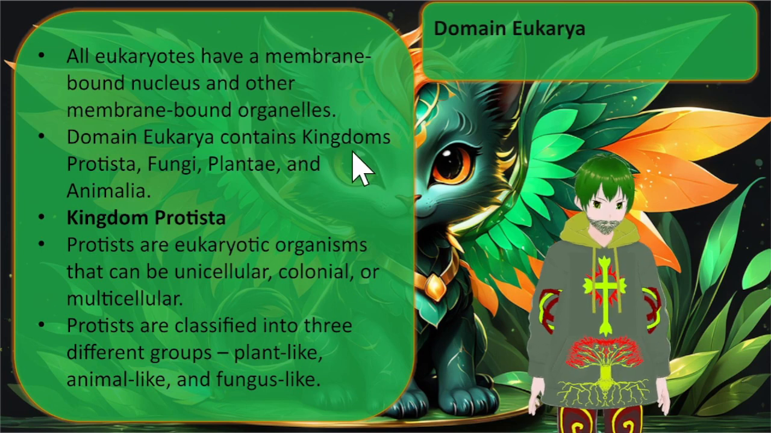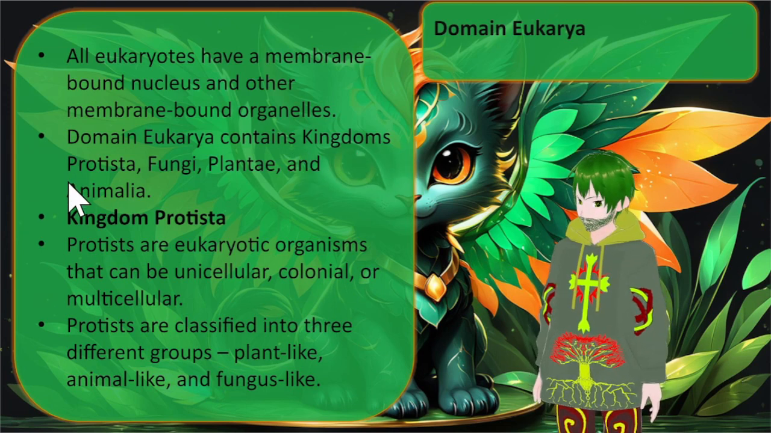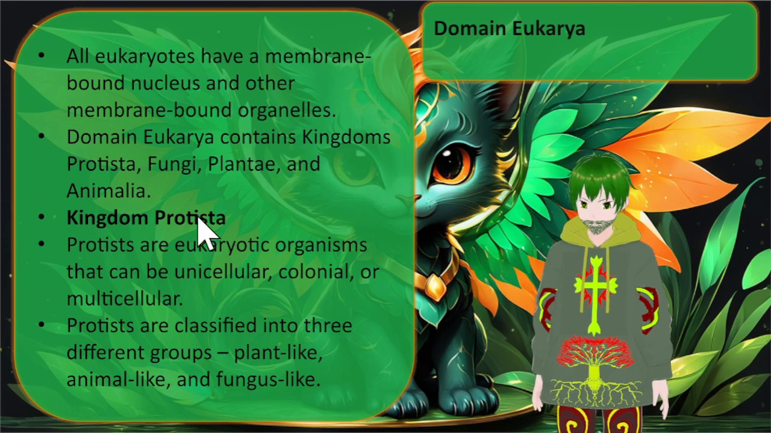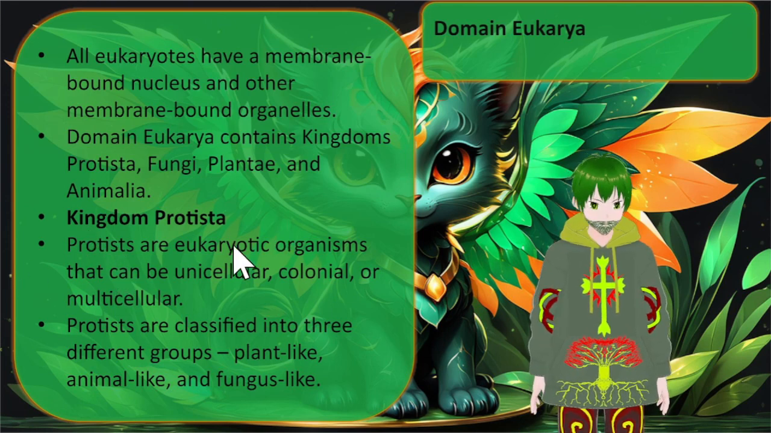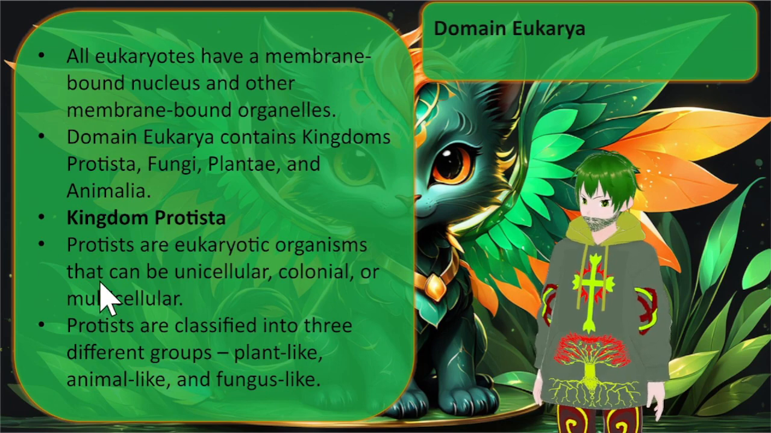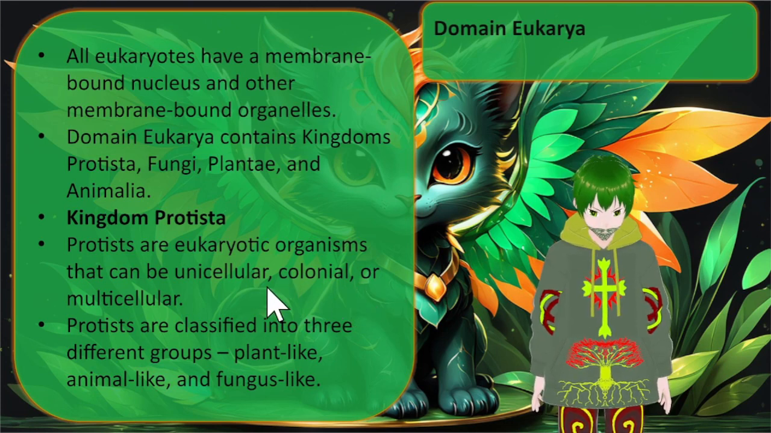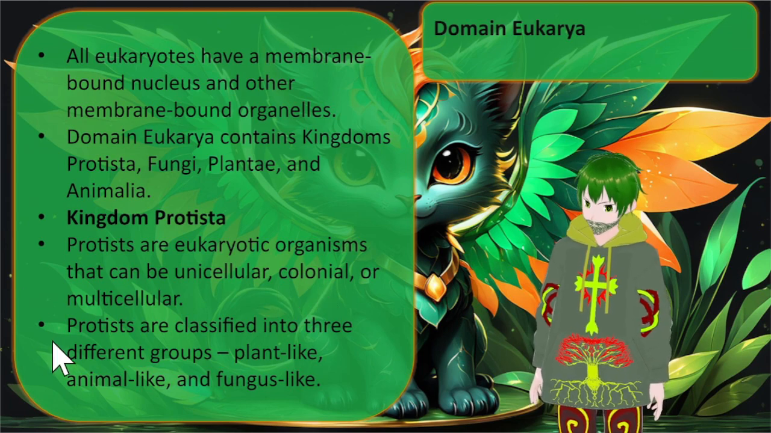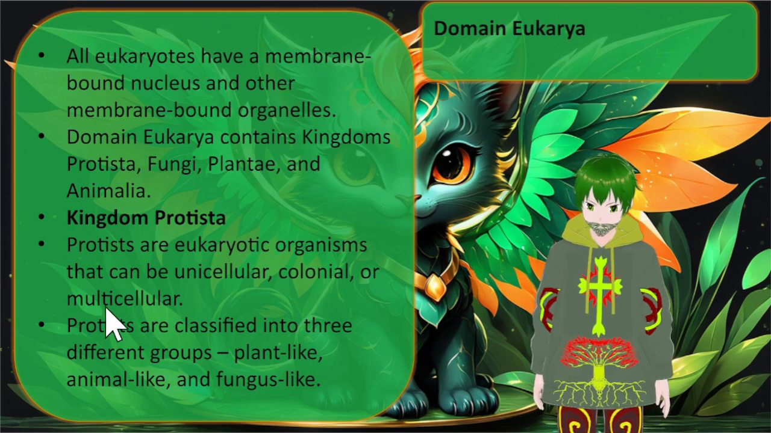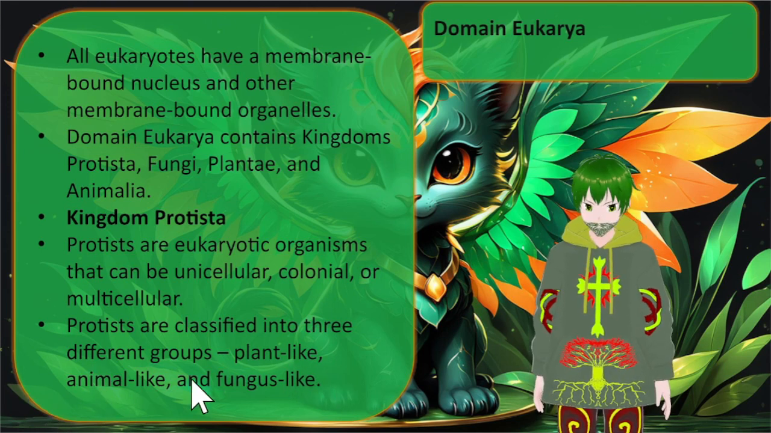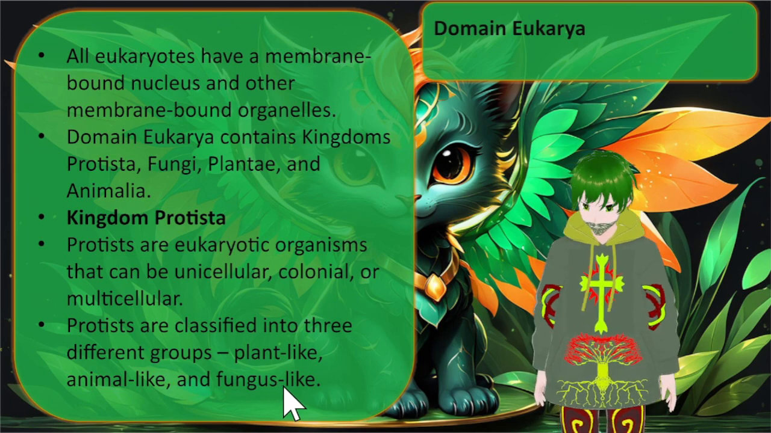Domain Eukarya contains the kingdoms Protista, Fungi, Plantae, and Animalia. Kingdom Protista includes the protists, which are eukaryotic organisms that can be unicellular, colonial, meaning that they group together but they're not a tissue, or multicellular. Protists are classified into three different groups: plant-like protists, animal-like protists, and fungi-like protists.